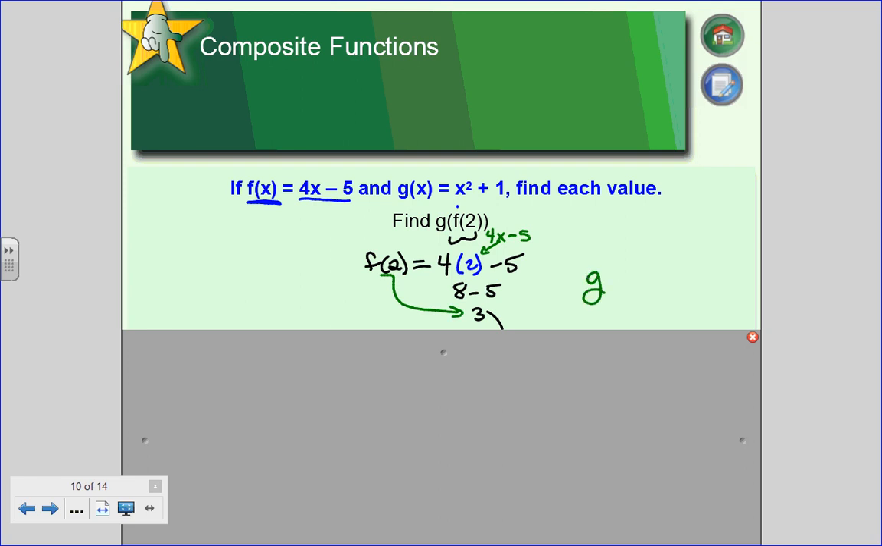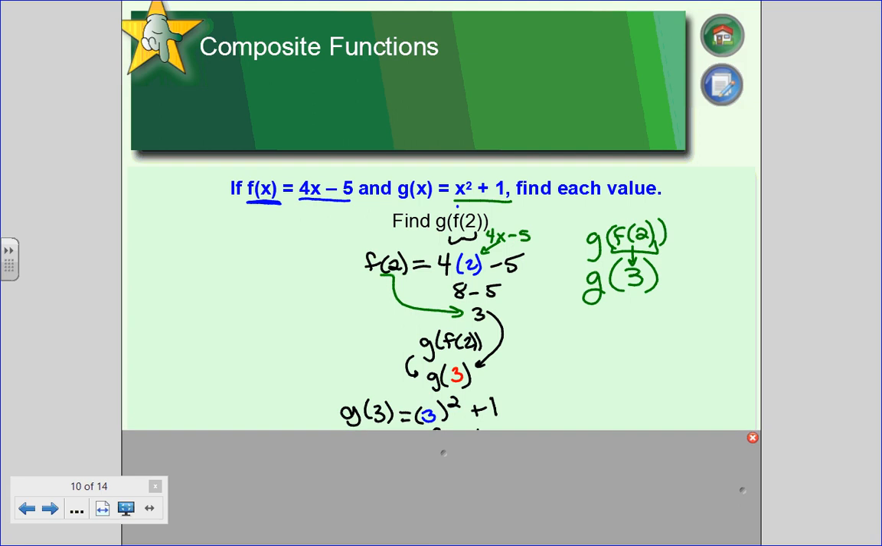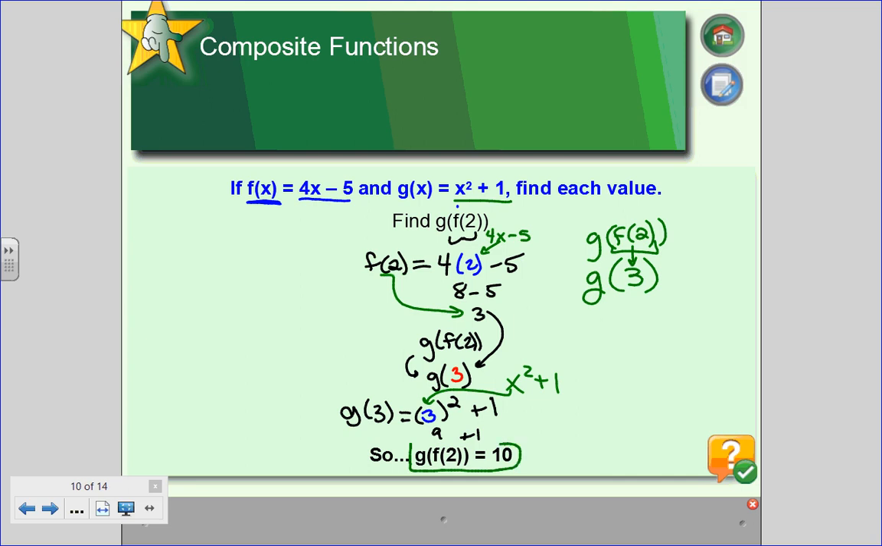Now we could rewrite this as, instead of g of f of 2, we can replace this entire f of 2 value with a 3, which means we now need to find g of 3. So g's function is x squared plus 1 in this example. So we'll take x squared plus 1, but instead of x, we need to now replace it with a 3. So 3 squared plus 1 is 9 plus 1, which is 10, meaning that this entire expression is equal to 10.